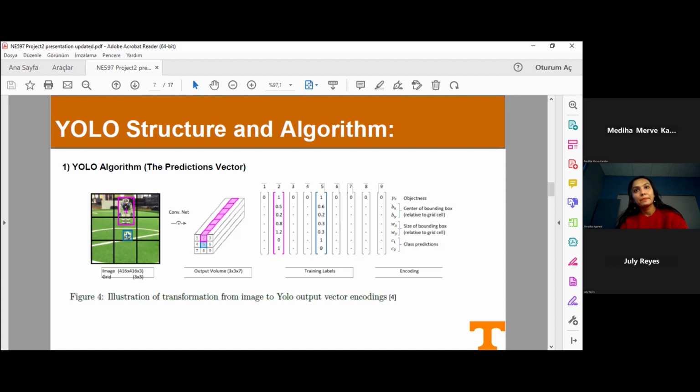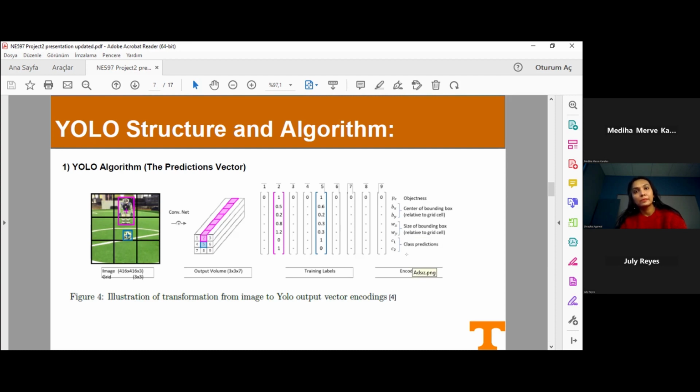We use PC. I mentioned PC can be interpreted as objectness and probability: whether there is an object in the box or not. It's the probability of this. Bx, By define the center of the bounding box, and Wx, Wy are the width and height. And then C1 and C2 represent the conditional probability of the class, given that there's an object.